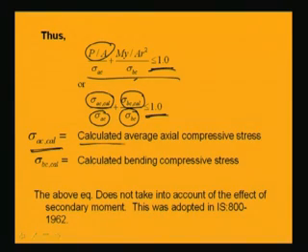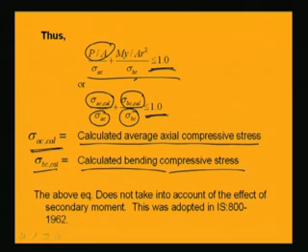the compressive forces. Here sigma AC calculated, as we told, is the calculated average axial compressive stress, and sigma BC calculated is the calculated bending compressive stress due to bending, and compressive stress due to axial force, sigma AC calculated. Okay. Now, the above equation does not take into account the effect of secondary moment.